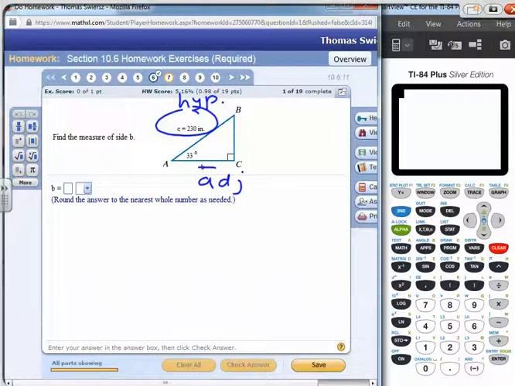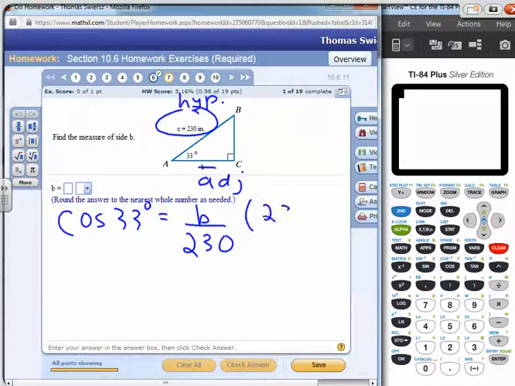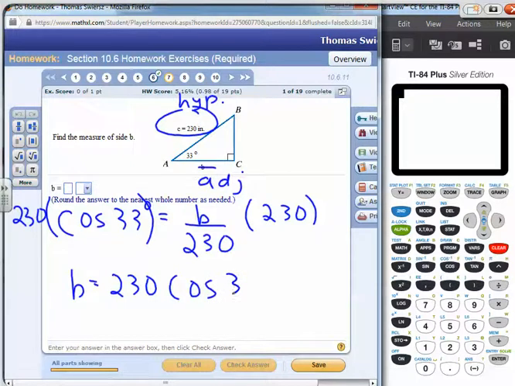So the trig function that involves, with respect to angle A, the 33-degree angle, adjacent and hypotenuse is cosine, right? So we have the cosine of 33 degrees, that angle, is equal to the side adjacent, B, over the hypotenuse, which is 230. So we can multiply both sides by 230, and we get B is equal to 230 times the cosine of 33 degrees. So we can easily put that into our calculator, and it will give us the correct answer.